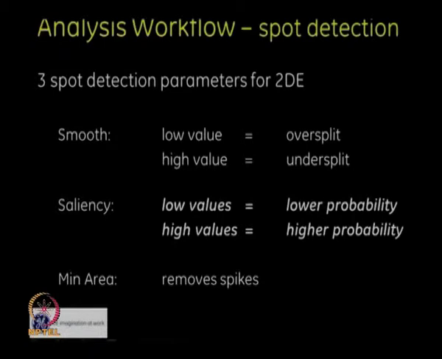It means if you are trying to detect the spots, first of all you need to give certain commands and parameters to the software itself. Exactly. These are the 3 parameters: smoothness, saliency and minimum area. One needs to define them and play with the numbers. There are optimum numbers; for smoothness, 2 to 3 is quite enough. There is not much variation in this.